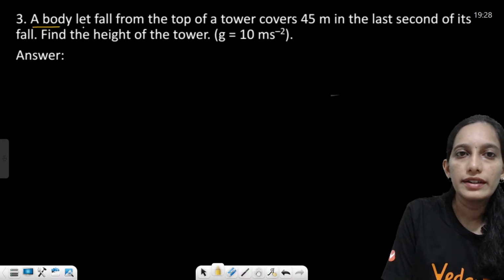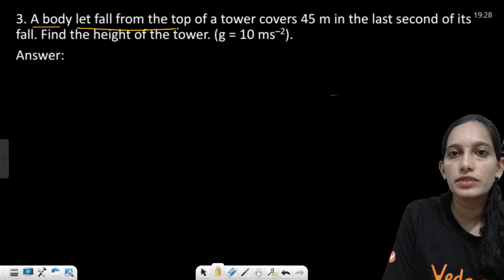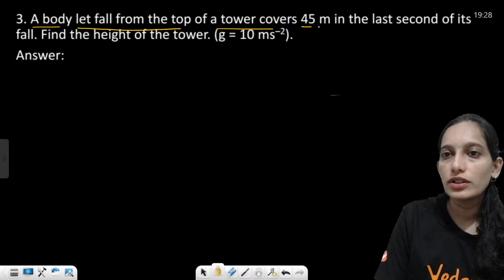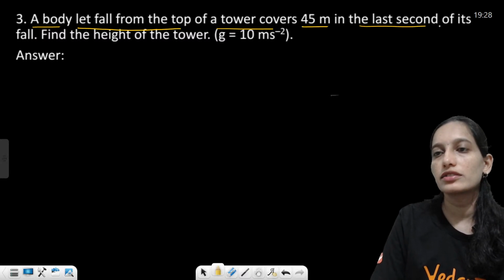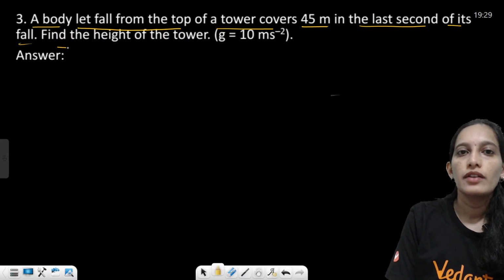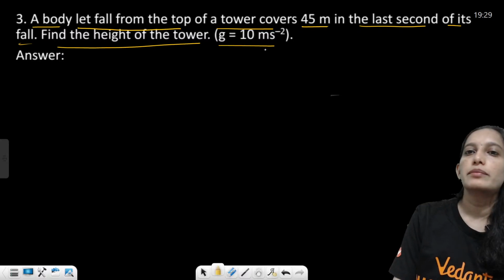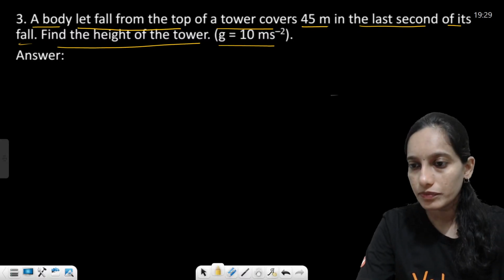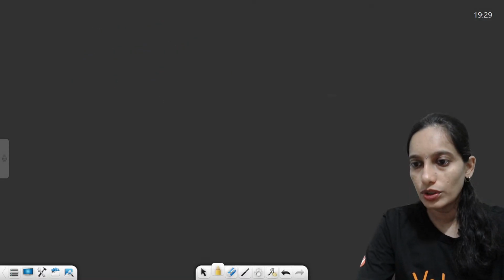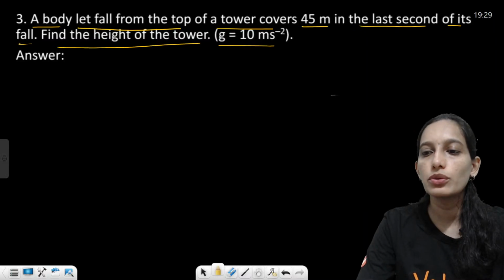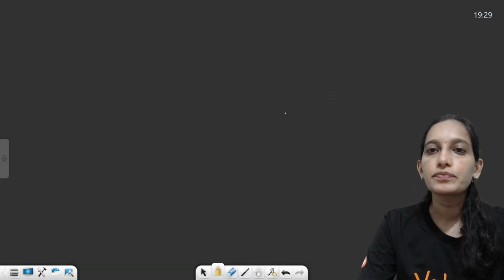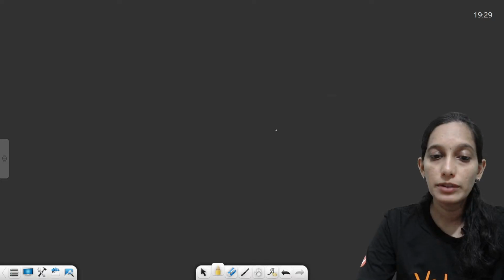A body let fall from the top of a tower covers 45 meters in the last second of its fall. Find the height of the tower. g is equal to 10 meters per second squared. So here what I will do is I'll just give you one more formula, which we'll be using.